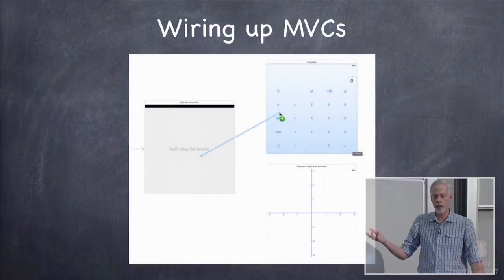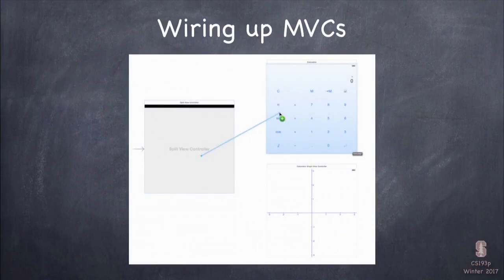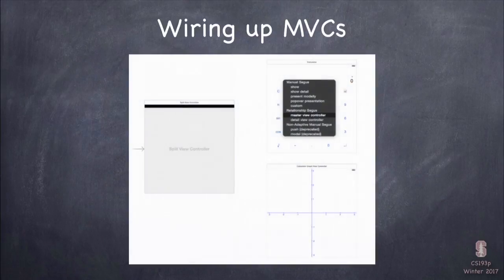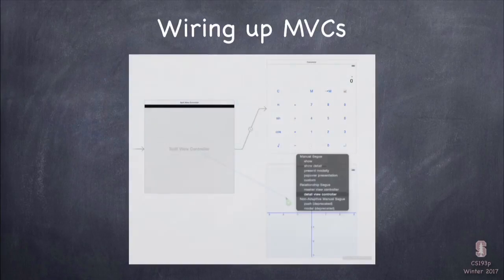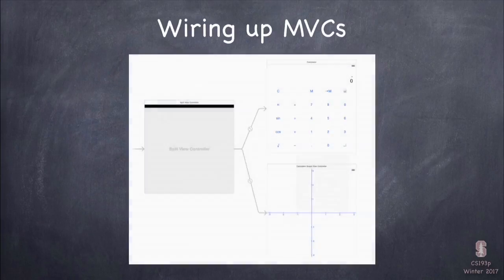So this is what that looks like. Here I've got a split view controller on the left, a calculator view controller on the top, and a graphing view controller on the bottom. I'm going to control drag from the split view controller to the calculator controller. This little black window is going to come up. I'm going to choose master view controller from the list, and that's going to hook up the one on top to my master. Then I'm going to control drag to the bottom one. The black window comes up, I choose detail view controller, and it's going to make that connection. Okay? As simple as that.